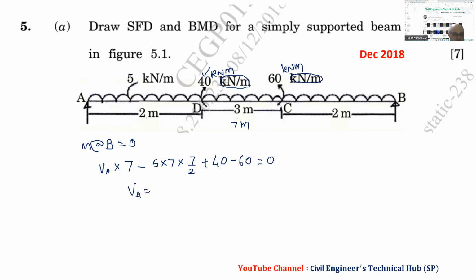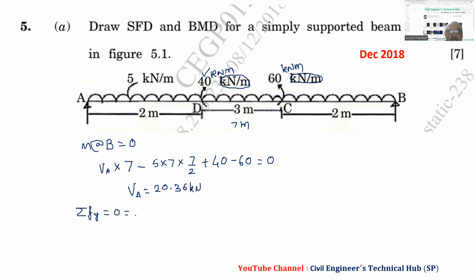And we have this value: 5 into 7 square by 2 plus 20, divided by 7. So the value of this is 20.36 kilonewtons.